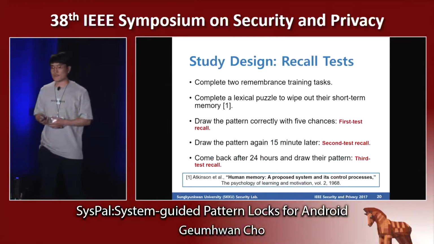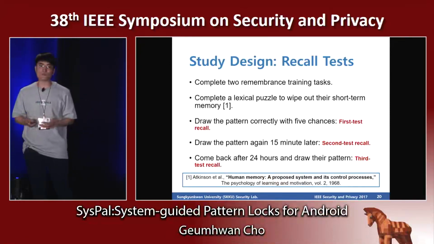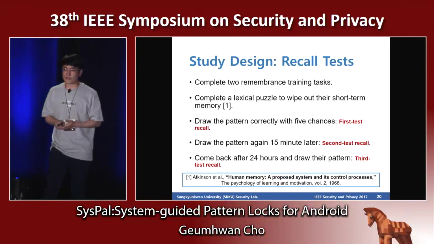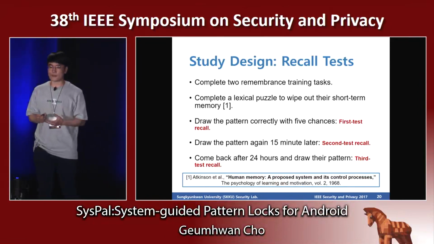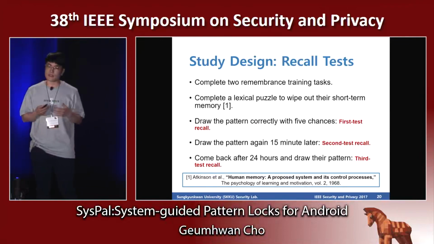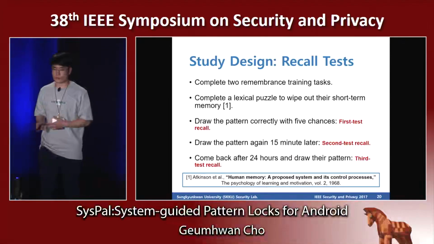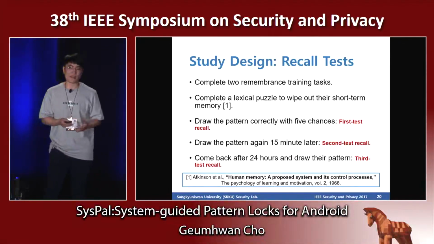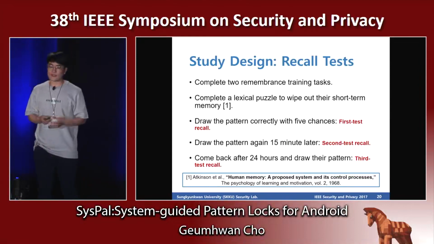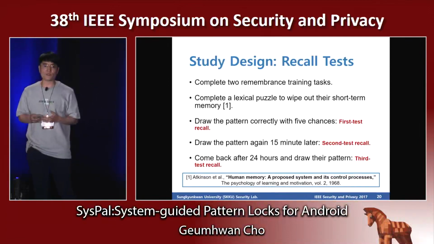After finishing a pattern setup, we asked the participants to complete 2 remembrance training tasks to help them remember their pattern, and they completed an electrical puzzle to wipe out short-term memory. We followed this methodology from previous research. Then they drew the pattern correctly with 5 chances, that is the first test recall, and they drew the pattern again 50 minutes later, that is the second test recall. We invited them back after 24 hours, and they drew the pattern for the third test recall.